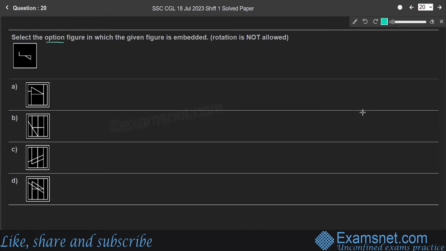Question 20. Select the option figure in which the given figure is embedded. So here is the given figure, right? A vertical line and a horizontal line, and here is a triangular portion, right? This figure is embedded in, so look at option B. In this part of option B, the given figure is embedded: a small vertical line and a horizontal line and a triangular portion, right? Therefore, the given figure is embedded in option D.